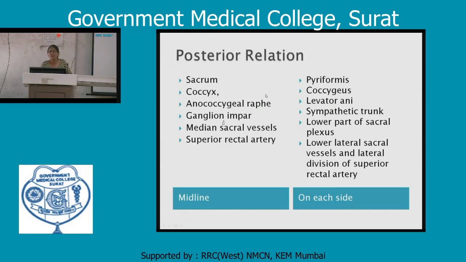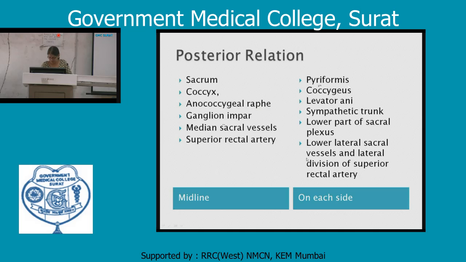And on the lateral side, on each side, posteriorly, the rectum is related to three muscles from above downward. We'll see in the diagram: piriformis, coccygeus, levator ani. These three are the muscles. Then, as far as nerves are concerned, the lower part of the sympathetic trunk, the lower part of the sacral plexus, and lower lateral sacral vessels. The median sacral vessel is a posterior branch of the abdominal aorta, and the lower lateral sacral vessels are branches of the internal iliac and the lateral division of the superior rectal artery.